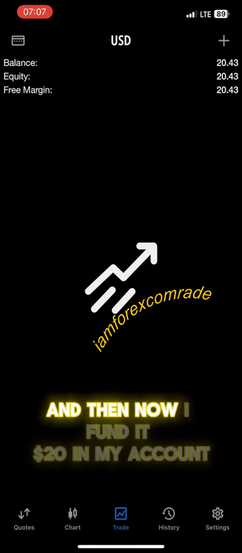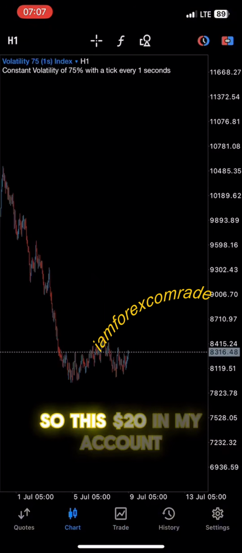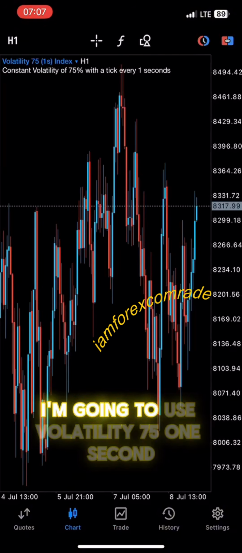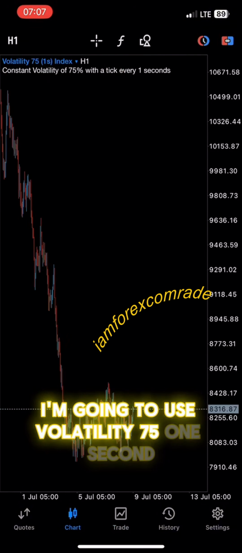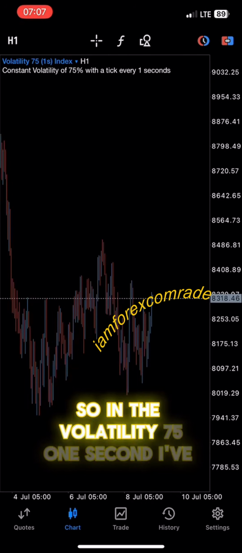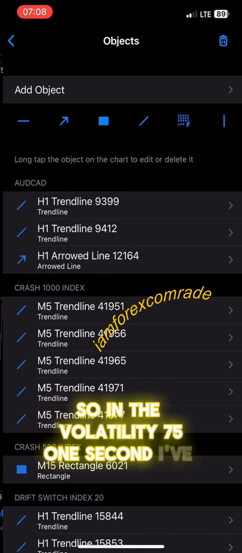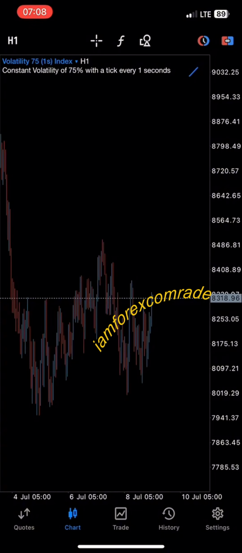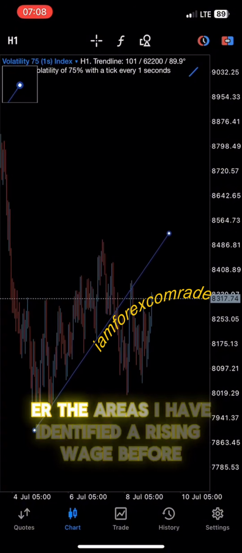And now I've funded $20 in my account. With this $20 in my account, I'm going to visit Volatility 75 1 second. In the Volatility 75 1 second, I've identified the areas.